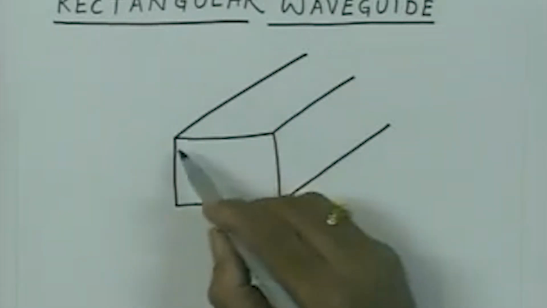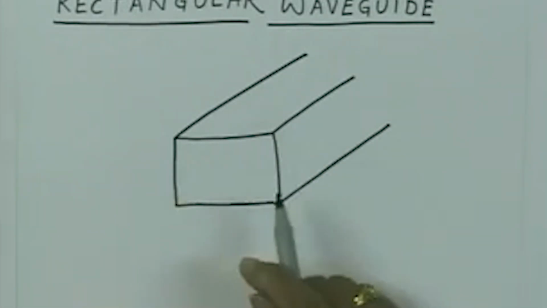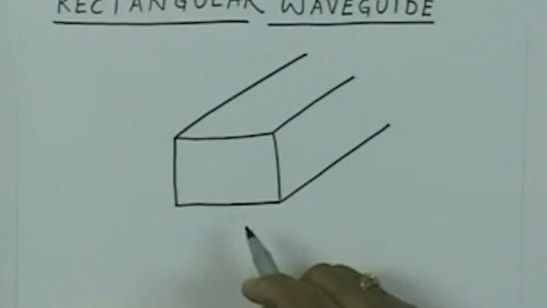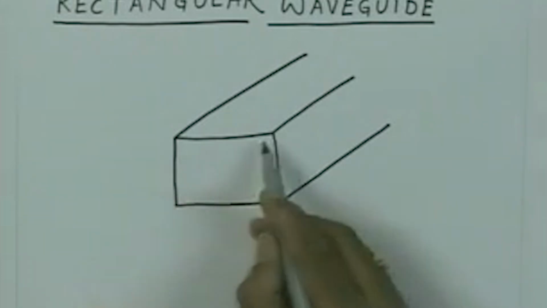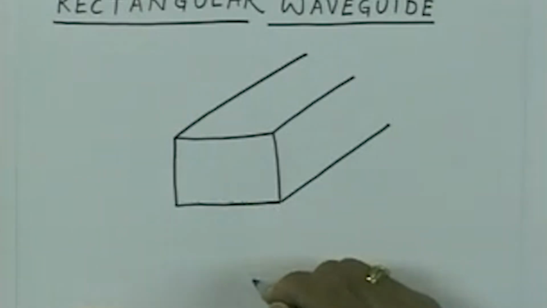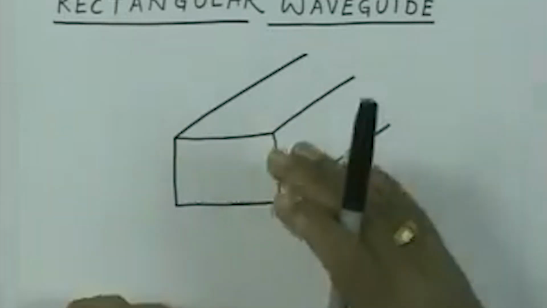We are again considering that this pipe is made of ideal conductor, that means the conductivity of this pipe is infinite, and the medium which is filling this waveguide is ideal dielectric, that means the conductivity of the medium which is filling this pipe is 0. So, we have a very ideal structure, and we want to now investigate how the electromagnetic energy is going to propagate inside this pipe.